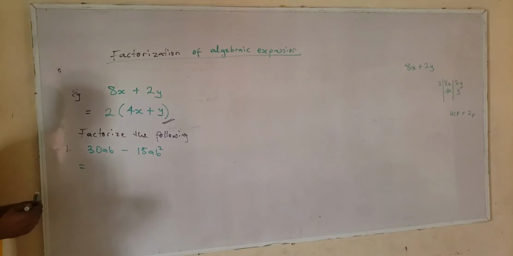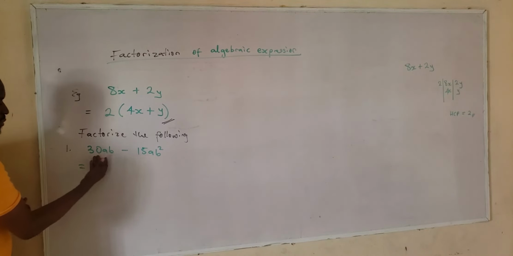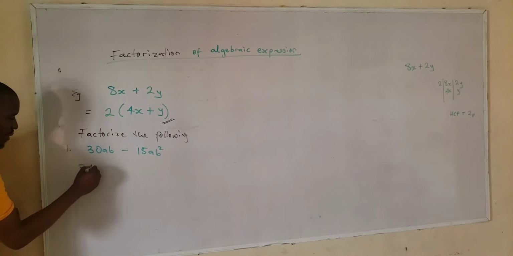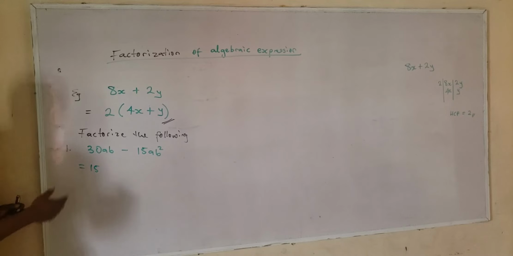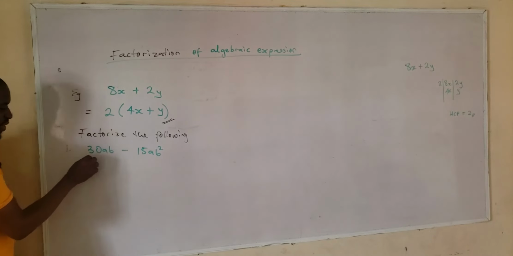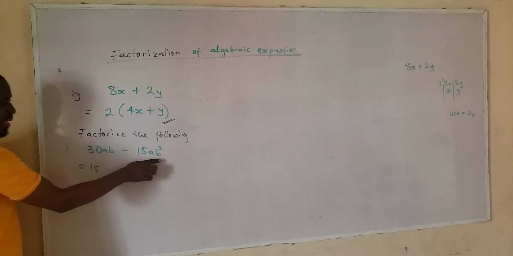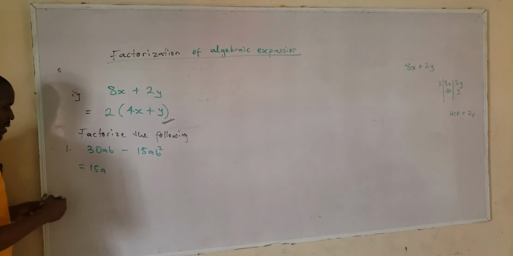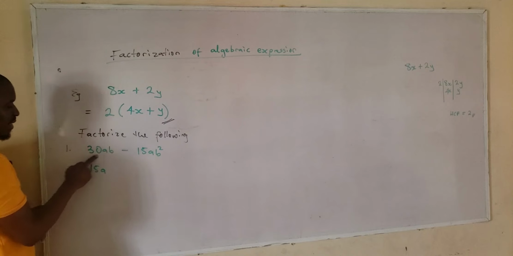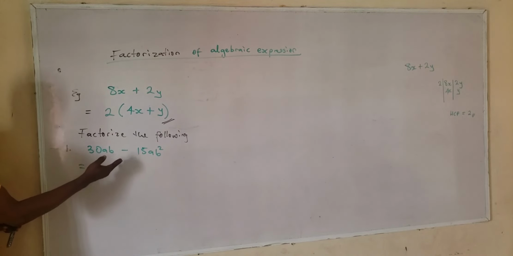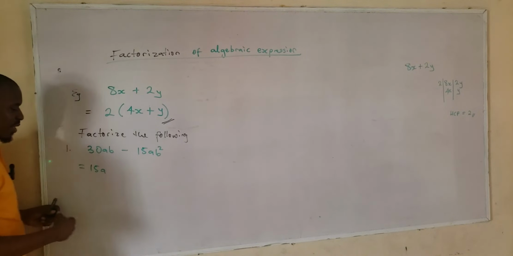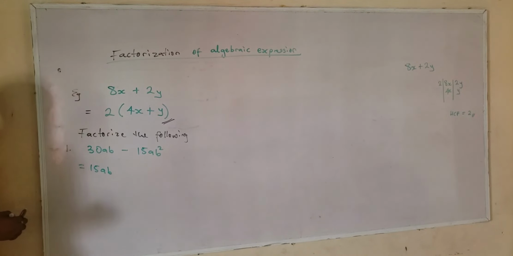So we ask ourselves, what are the things that are common? 15 can divide this, 15 can divide this. So 15 is common. a can divide this expression here, and a can equally divide this expression here. So a is common. b can divide this expression here, and you can equally use b to divide this expression. So b is common.